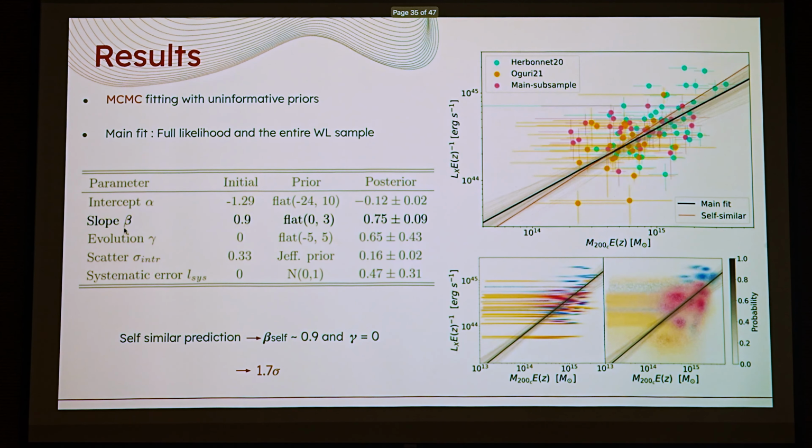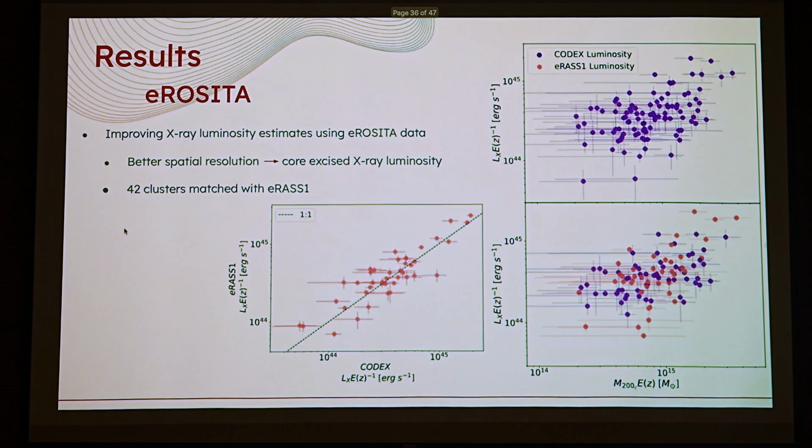But because we found that small value for the slope, we actually wanted to investigate a little bit further. So we also used eROSITA data. And that's because eROSITA has a much better spatial resolution, so we can actually compute the X-ray luminosity excluding the core region of the cluster. We were able to do that for 42 clusters of that original sample of 100. Over here I'm just showing the eROSITA luminosity versus the CODEX luminosity. So we can see they are in fairly good agreement, no systematic difference here.